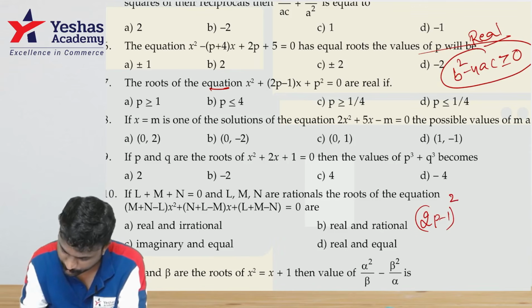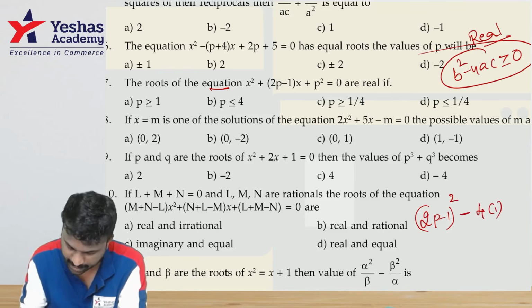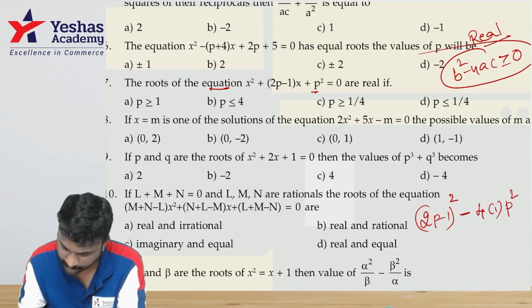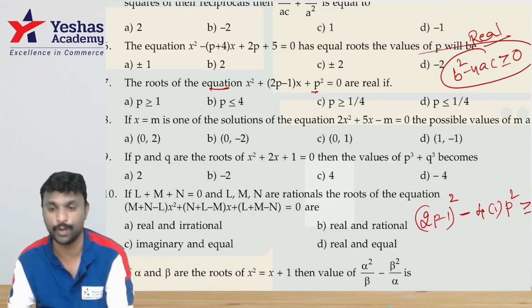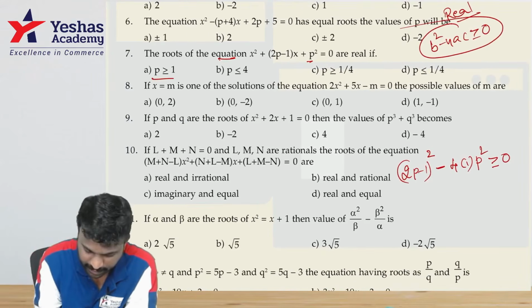B value the whole square minus 4ac. What is my a here? 1, and c value is p square. Should be greater than or equal to 0. Yes or no? Guys, let me just hit the first option.